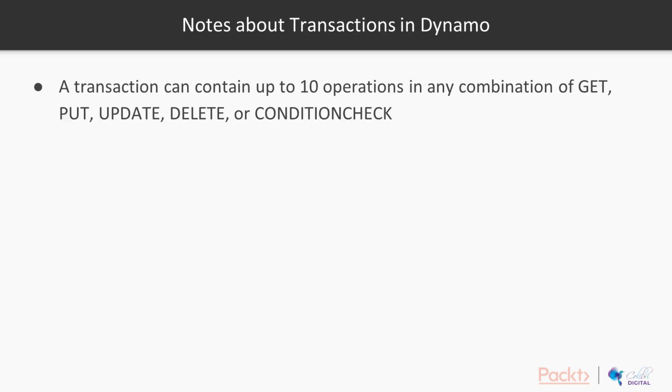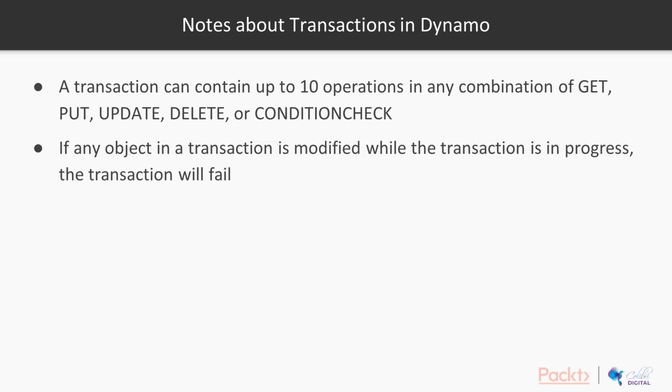Now, a couple of notes about transactions in DynamoDB. A transaction can contain up to 10 operations in any combination of get, put, update, delete, or condition check. If any object in a transaction is being modified while the transaction is in progress, the transaction will fail. And that's really, really key. Lots of relational database systems will lock items that are being modified in a transaction. So if anything else tries to modify them, they get queued up. But DynamoDB doesn't lock the item, so if somebody goes to update that item while the transaction is in progress, the transaction will fail.